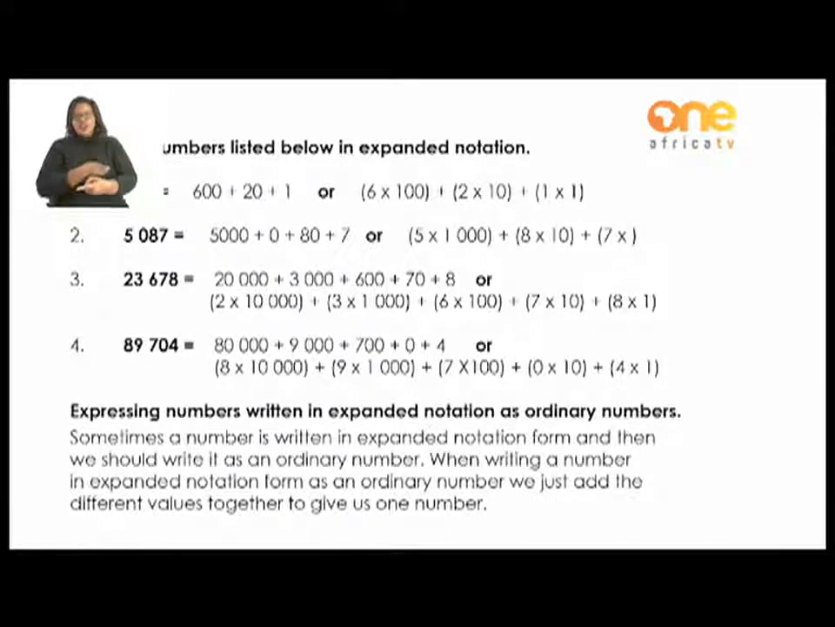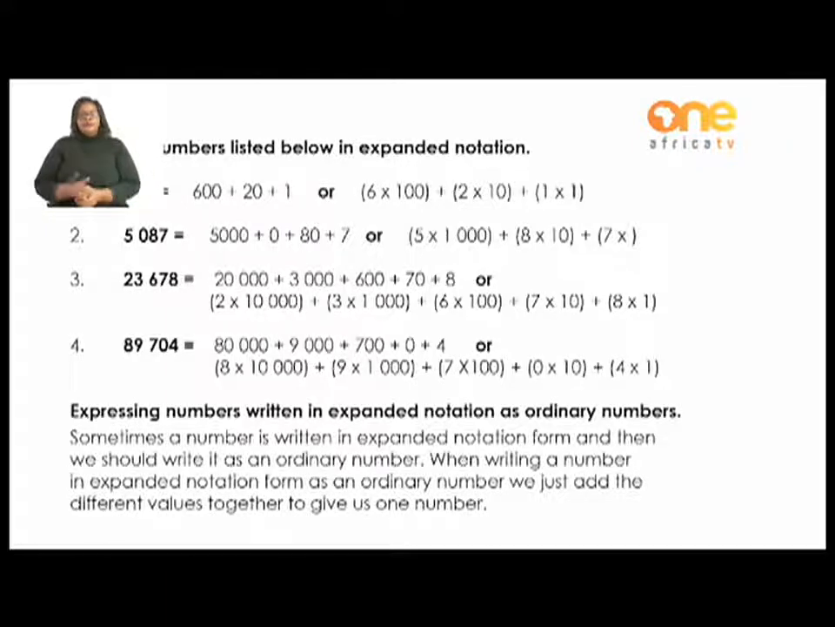9 times 1,000, which is equal to 9,000 plus 7 times 100, which is equal to 700 plus 0 times 10, which is equal to 0, and 4 times 1, which is equal to 4. So this is where they give us the number and they want us to write it in expanded notation.